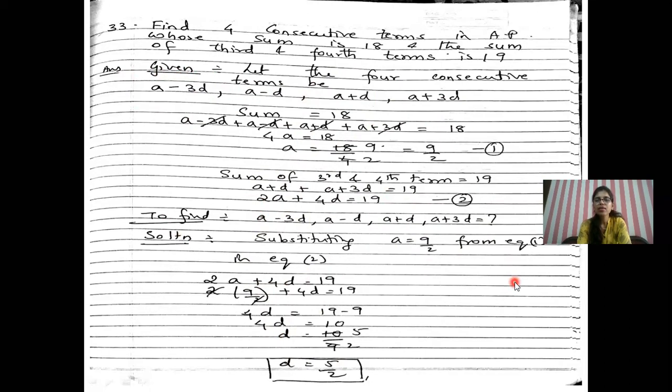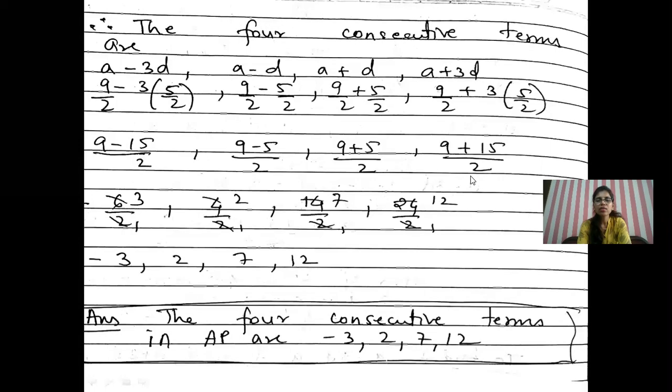In the next slide, you will see that the 4 consecutive terms are a minus 3d, a minus d, a plus d, and a plus 3d. By substituting the value of a as 9 upon 2 and d as 5 upon 2, you get all these 4 terms. So this is the basic operation which you are going to perform after that.